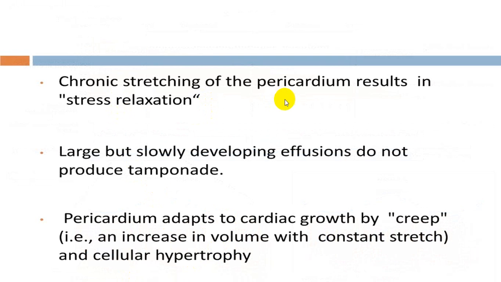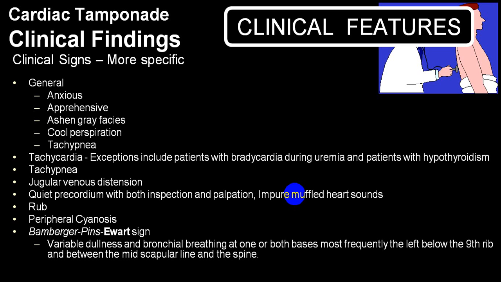In chronic stretching of the pericardium will result in stress relaxation. Because there is a slow developing effusion, usually they do not develop tamponade. But when a large quantity of fluid gets accumulated, intrapericardial pressure will increase and that will end up in cardiac tamponade.